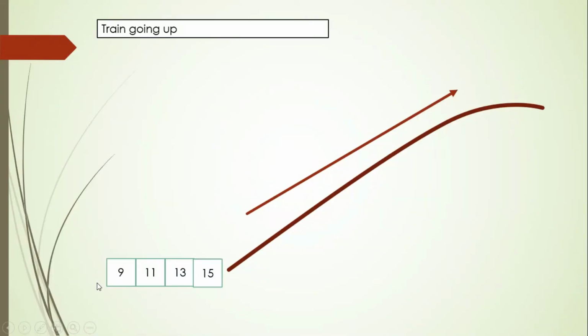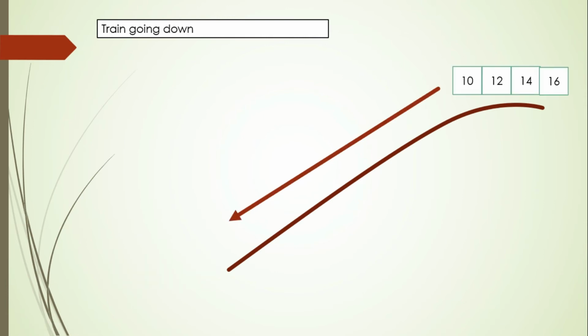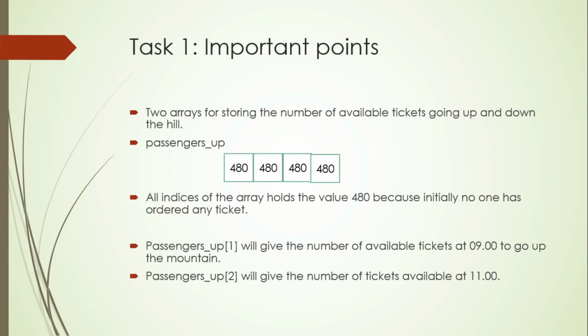So if we look at the different time intervals, the train will be going up starting at 9 AM, then at 11, then at 13 hours, then 15. Therefore it's the same train going up at 9 that is going to come back down at 10 AM. For the train going down, it will be going down at 10, 12, 14 and 16. As you can see, there are 4 different possible values that I need to store for the number of free tickets available.